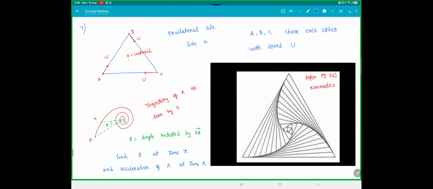Hope the question was clear, everyone. So that thing is not going in a line, it is spiraling in. So the vector OA bar is continuously rotating.